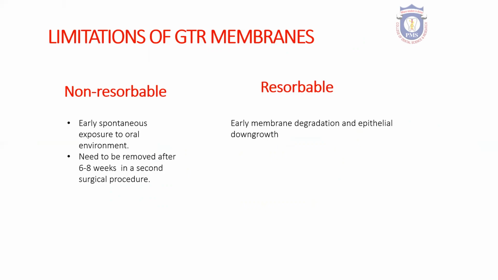There are some limitations for both resorbable and non-resorbable membranes. One of the limitations of a non-resorbable membrane is that there will be a chance for early spontaneous exposure to the oral environment, and a second surgical approach is required to remove the non-resorbable membrane. That is, 6 to 8 weeks after our initial surgery, we need to perform a second surgery to remove the membrane. While in the case of a resorbable one, there is no need for such a second approach, but there are chances for early membrane degradation and epithelial downgrowth.